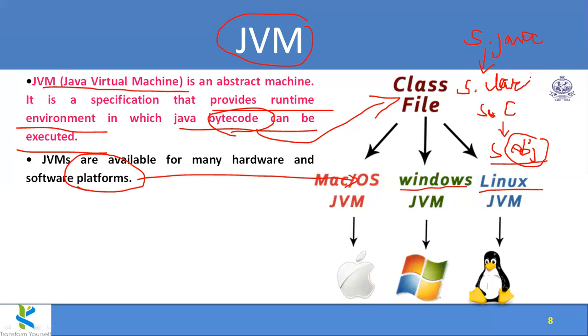So this class file comprises bytecode. You can see this is bytecode, understandable by every machine: Mac OS machine, Windows OS machine, Linux OS machine. That is because of the JVM. When I install the JDK on a Windows-based machine, it creates a JVM internally, and based on that, it supports the Windows environment.